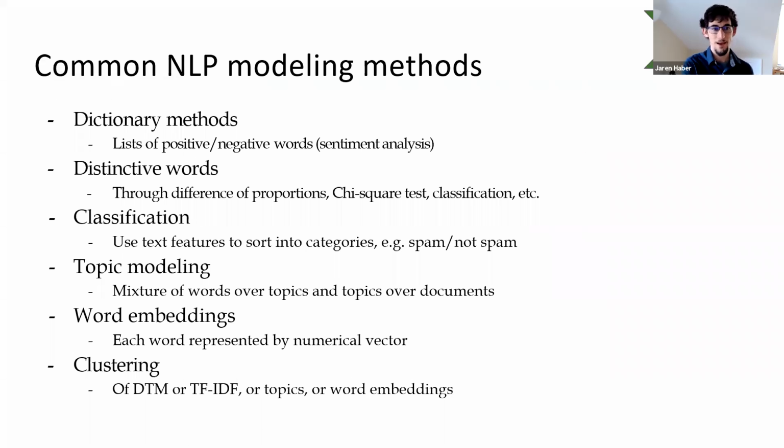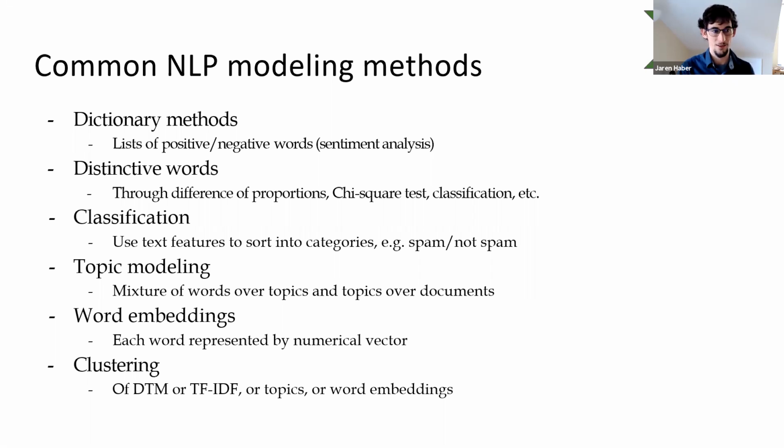Okay, some common methods for modeling NLP beyond just word frequencies. Dictionary methods is a common one. We're going to play with that. If you've got a list of positive words, list of negative words, you can count them up in a text. This is the proportion of words that were positive. This many were negative. You call that sentiment analysis. It's the subclass of dictionary methods.